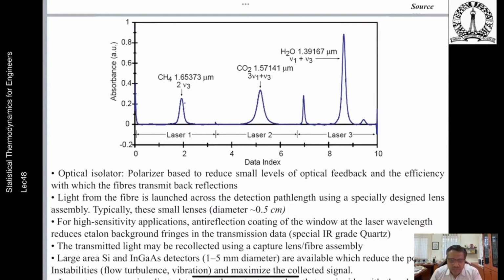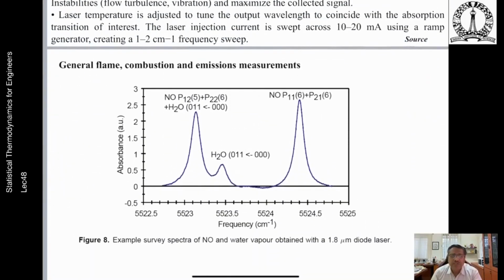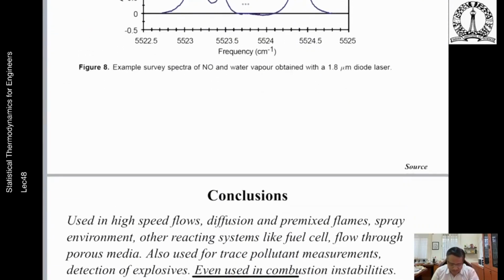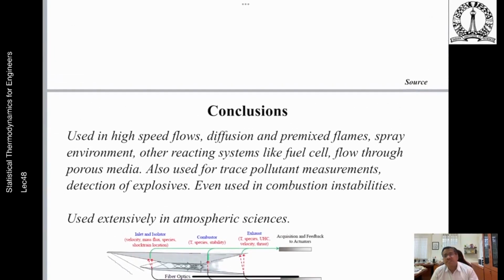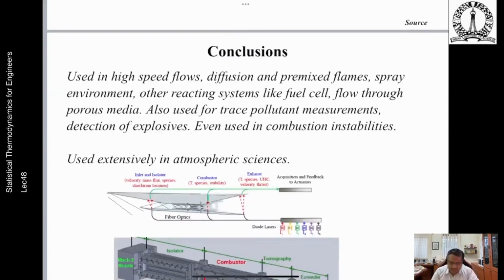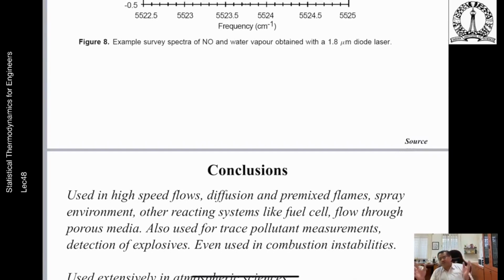These kinds of measurements can be performed, and there can also be other kinds of measurements like flame and combustion emission measurements. This is used in high-speed flows, diffusion and premixed flames, spray environments, and reacting systems like fuel cells and flow through porous media. It is also used for trace pollutant measurements and detection of explosives in airports. It is even used in combustion instabilities, and it is extensively used in atmospheric sciences. All these things are done through absorption spectroscopy, which is rather easy.